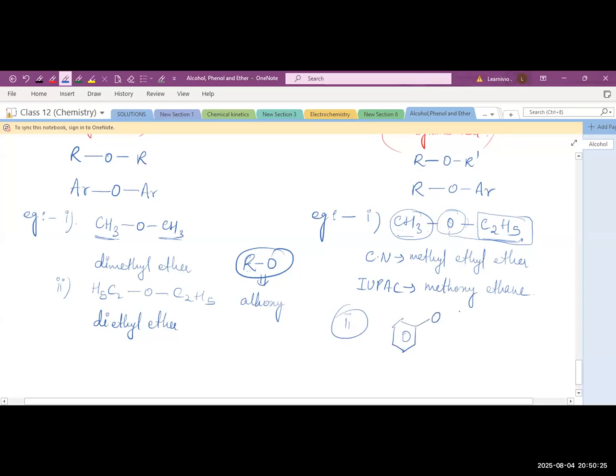Similarly, for the second, suppose this is your benzene ring. Here the oxygen is attached. So again, this is a mixed type. So how do we, basically, first write the IUPAC nomenclature, right?